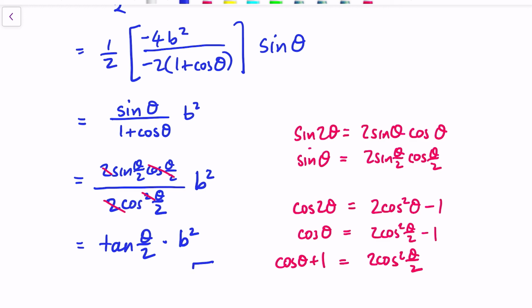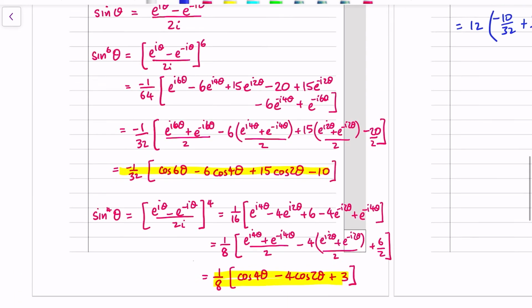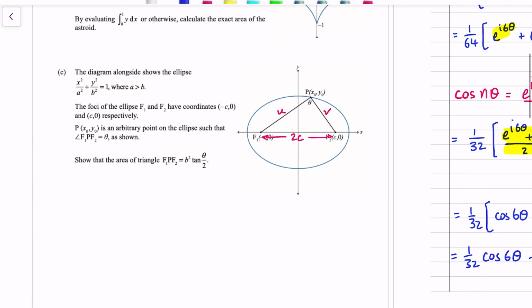So we put a box, smiley face, and that becomes the end of the video. An extremely long one, because that is the hardest question in this exam.